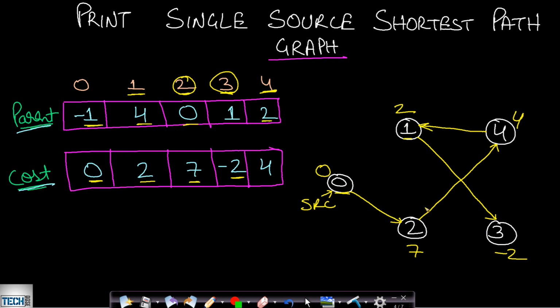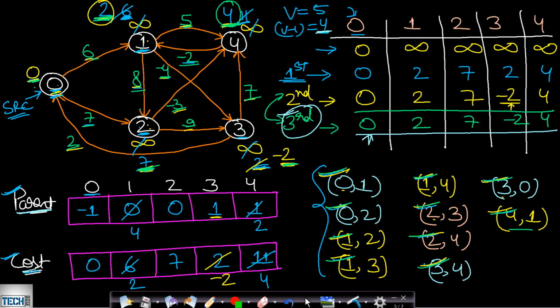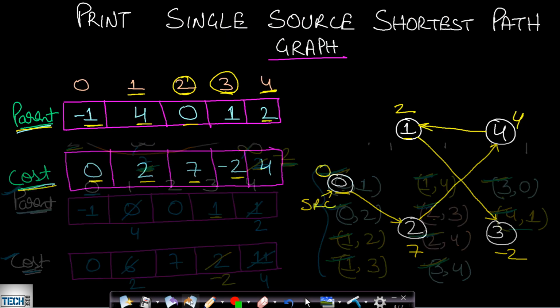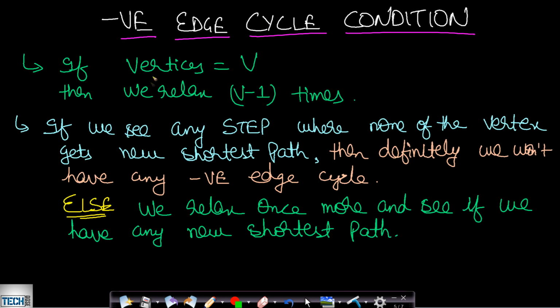So I hope you were able to understand how the graph can be found by using this parent array and the cost array. Now let us look at why we were performing the third step in our algorithm. I had already explained this in the previous video also, so let us quickly revise it.